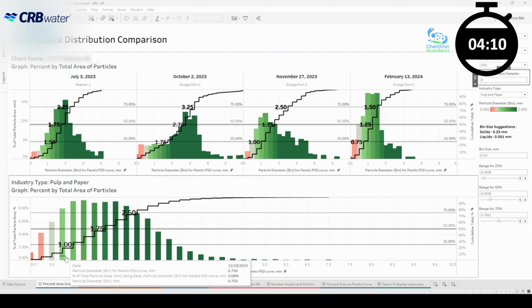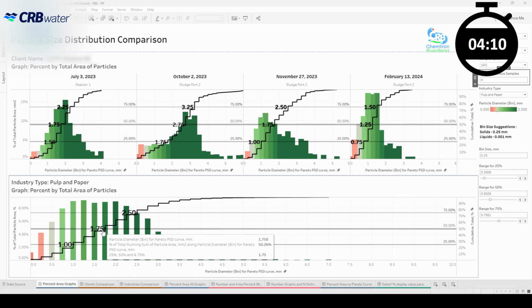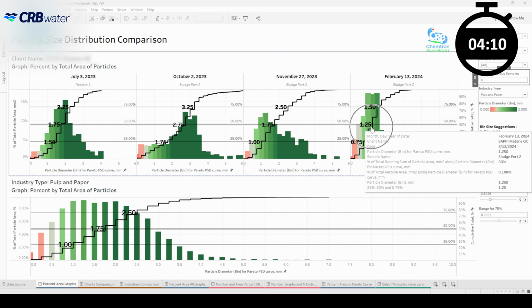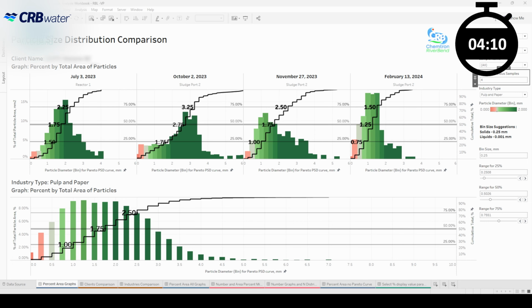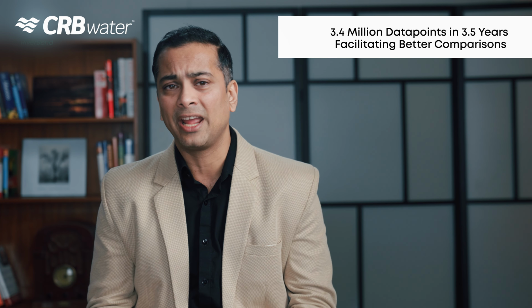We have perfected the method so that the entire data analysis process takes less than 5 minutes, as shown in this animated clip. Within 3.5 years, CRB's particle size database has grown to have more than 3.4 million data points. And it is growing every day to facilitate more comparisons.